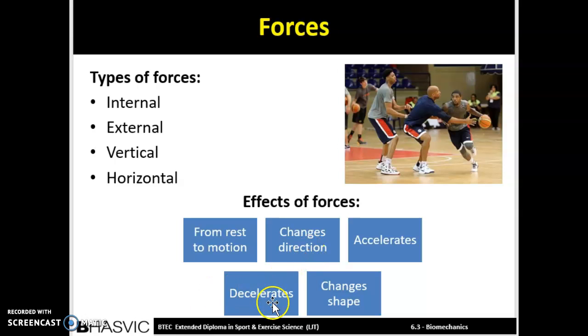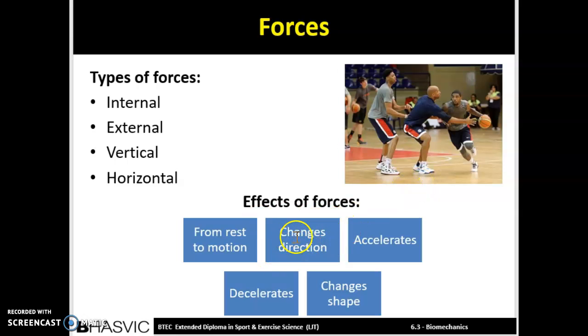That's the same with deceleration. So less force is applied, or more force is applied in the opposite direction to where they are moving. That means the resultant force will be decreased as more force is being applied in the other direction, meaning that they will slow down.